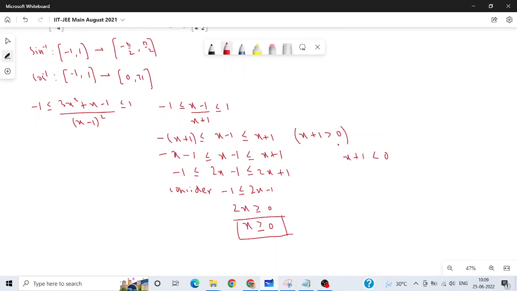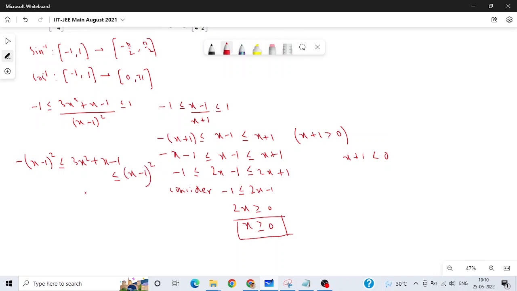So you can check that. So from both the considerations you get x is greater than or equal to 0. Now definitely we are going to move towards this equation, and now in this x minus 1 square is positive, so we get minus times x minus 1 square is less than or equal to 3x square plus x minus 1 is less than or equal to x minus 1 square.